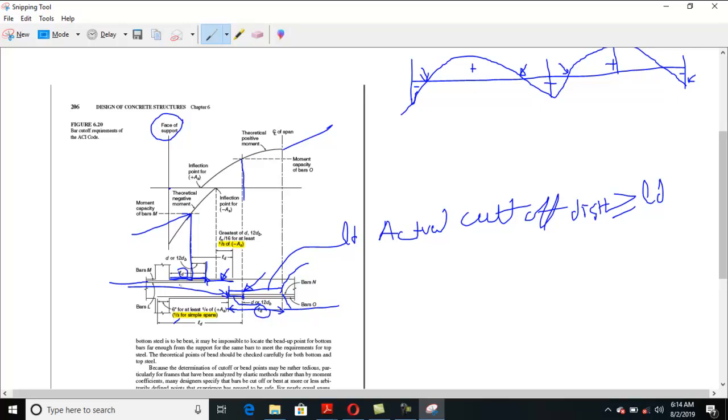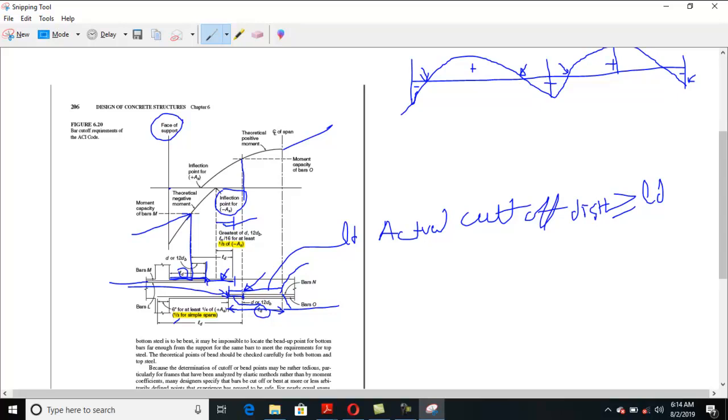Means if there are 4 bars, then 1/4 becomes 1 bar. So not 1 bar, just 2 bars. You need to provide 2 bars continuous to this point, and this point lies at a distance of LD from the theoretical cutoff point. Or you can say this is the point of inflection of negative moment. So from the point of inflection, you need to continue steel for this distance, that is ln by 16, d or 12 dB.